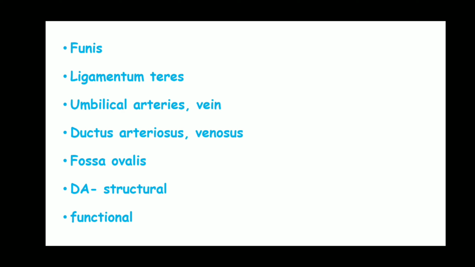Ductus arteriosus is the one that is connecting your pulmonary artery and aorta, 2 major vessels. And ductus venosus is the one connecting your inferior vena cava and the umbilical vein. Fossa ovalis is the rudimentary form of your foramen ovale. That's the connection between the 2 atria. If it remains open, you call it atrial septal defect. It closes immediately after delivery, and later on it's known as the fossa ovalis.